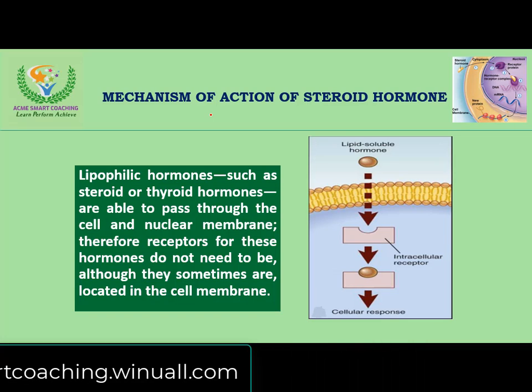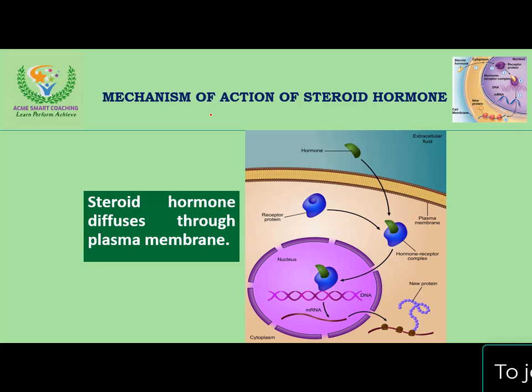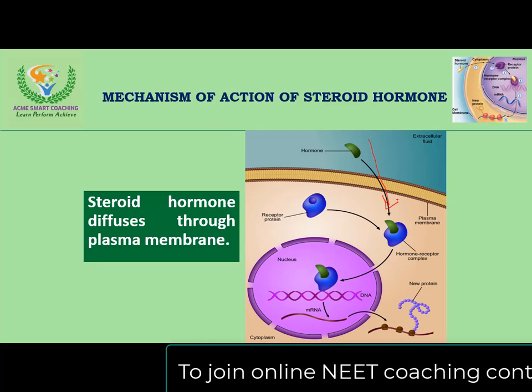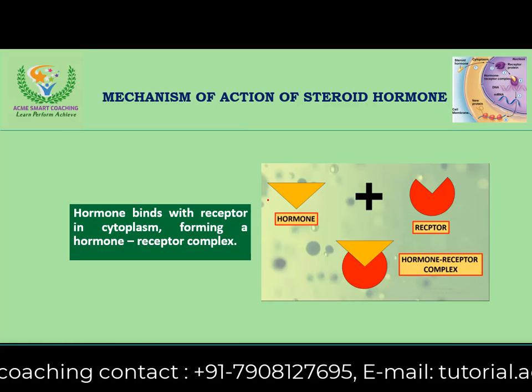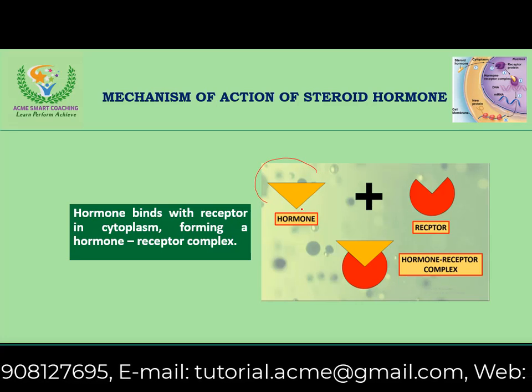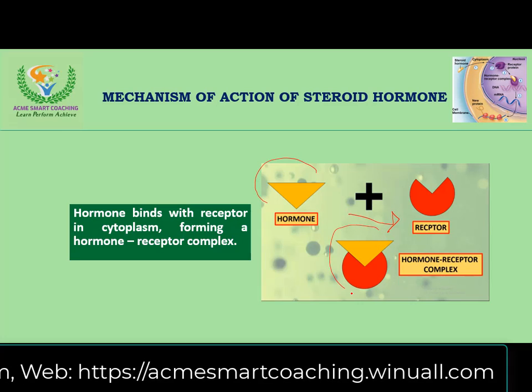Now these steroid hormones are lipophilic, that means they can easily pass through the plasma membrane or nuclear membrane. Therefore, the receptors for these hormones are present within the cytosol and not on the plasma membrane. When the steroid hormone passes through and moves to the cytosol, it finds its receptor and binds to it. For example, this is the hormone, it binds to its receptor and forms the hormone receptor complex.